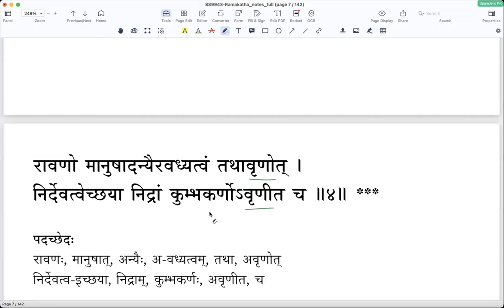Then kumbhakarnaha nirdevatva ichchaya. Ichchaya, he had a desire to ask for nirdevatvam. There should be no devas in the world. So out of desire to ask for a world without devas, he asked for nidra. He just switched the ir and the. Instead of nirdeva, he said nidra. Nidram avrinita, he asked for sleep.